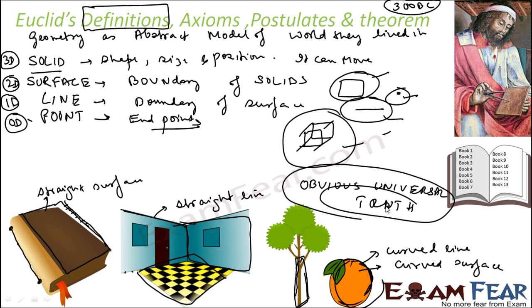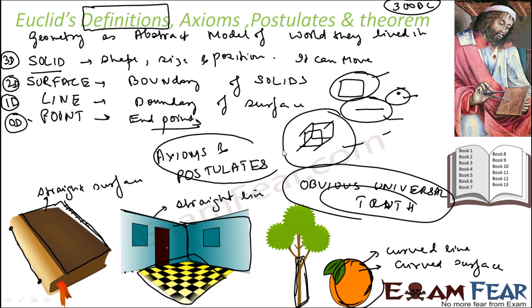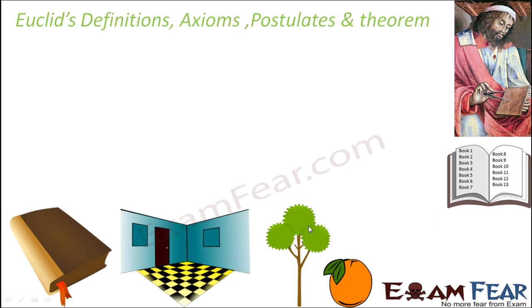And these obvious universal truths, he divided into two parts, and that is axioms and postulates. Let's study about this in detail now. So he divided these obvious universal truths into two parts. One was axioms, the other postulates. Both are obvious universal truths. The difference is that an axiom is a common notion. It is common to any discipline. And postulates are specific to geometry.